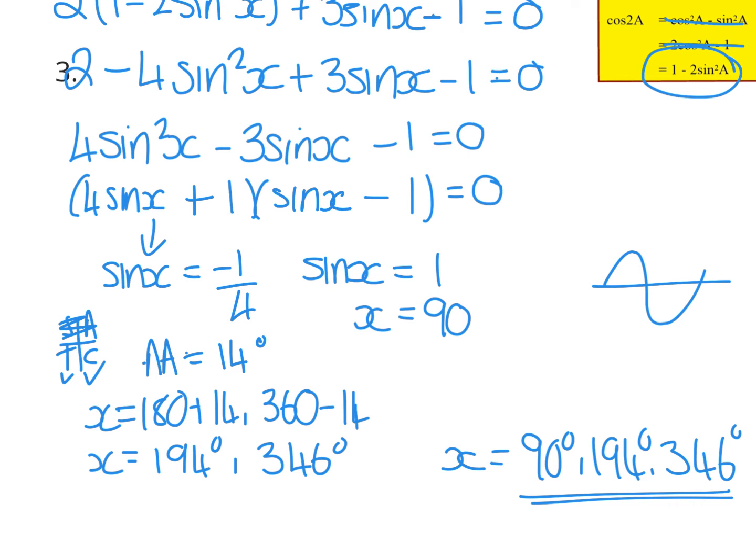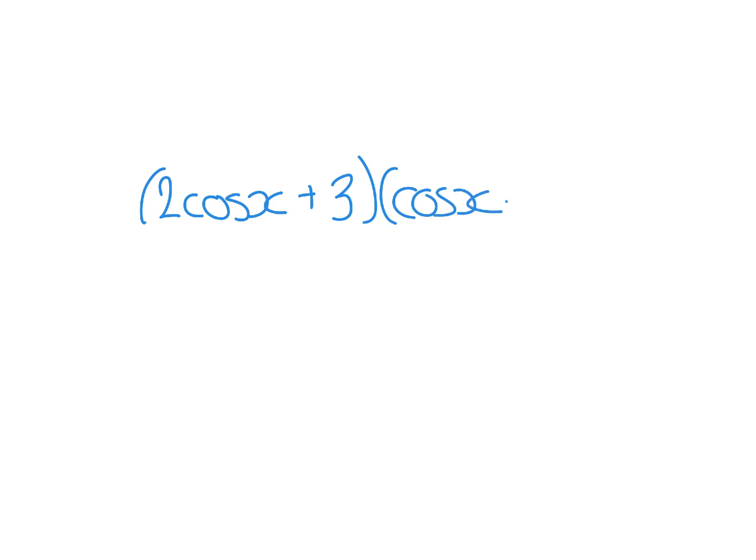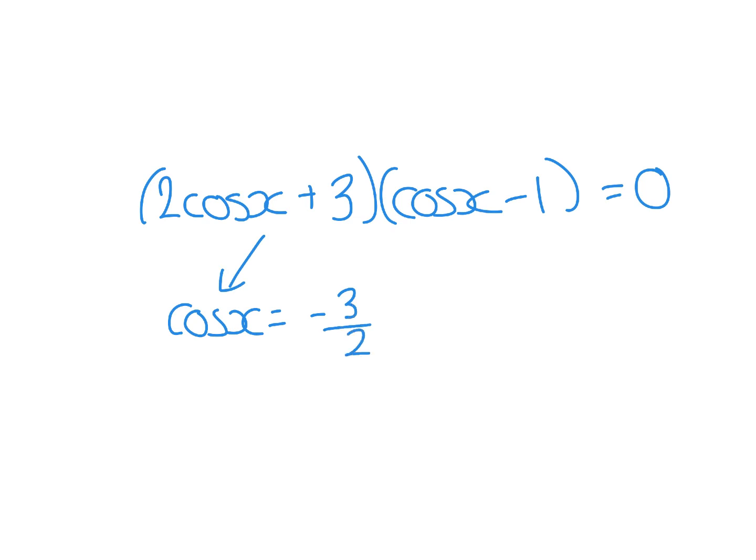There's just one more wee thing I want to show you, and I didn't put in an example like this, but let's say I came to a brackets like this and I had 2 cos x plus 3. And then I had a cos x minus 1. And I had to go solve that equal to 0. Well, the first one, when you rearrange that, would give you cos x equals minus 3 over 2. And the other one would just give you cos x equals 1.